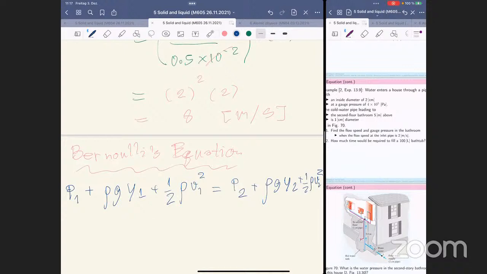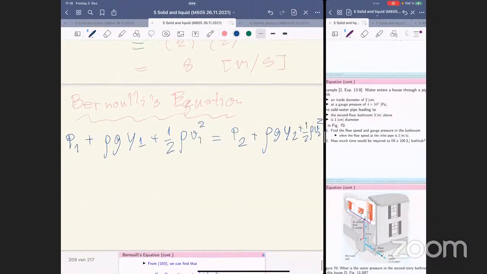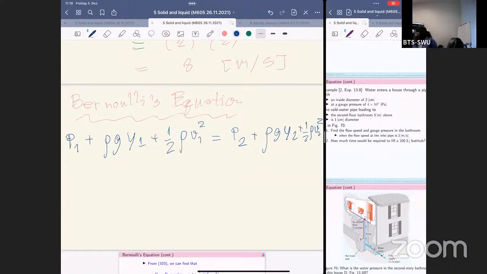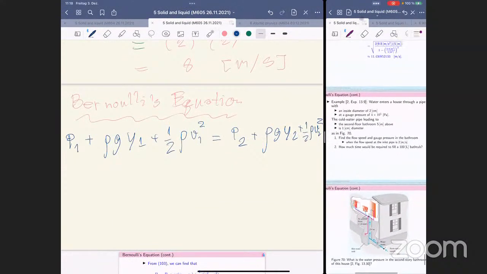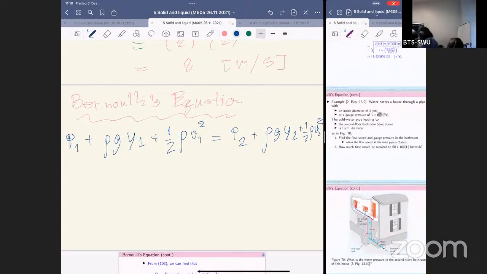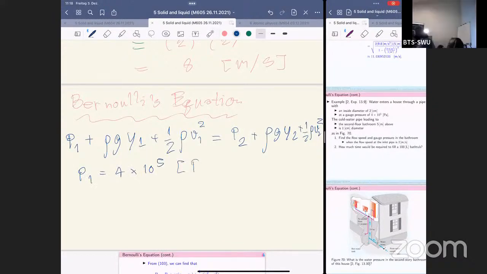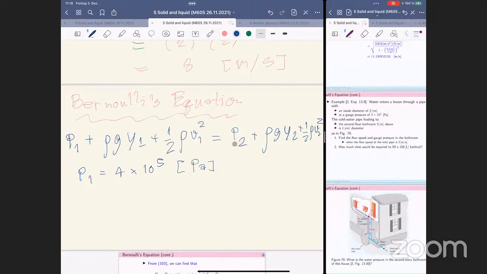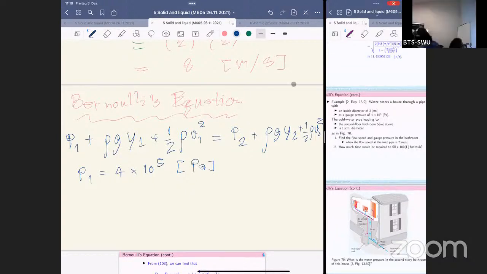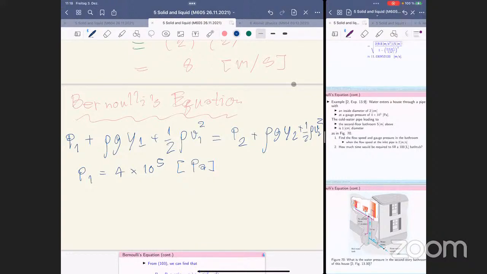Of course, you know that the gauge pressure at the inlet side, they say P1 equals 4 times 10 to 5 Pascal, or Newton per square meter, right? You know this value, and they want to know P2. So we know P1 with this amount of pressure, and we want to find P2.